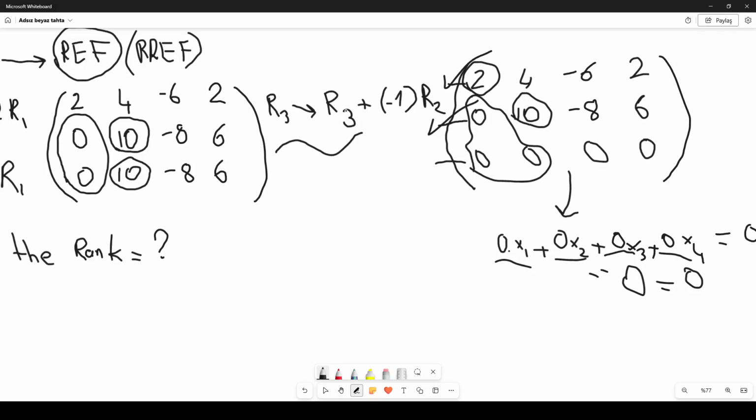And what is a basic column anyway? A basic column is the column of this matrix that corresponds to the pivotal position. Since we have two pivotal positions, in the first row and in the second row, our basic columns are the first column and the second column, right? So we know that. Alright. Let's get back. Okay, so our rank is what? Our rank is the number of non-zero rows, which is equal to 2.